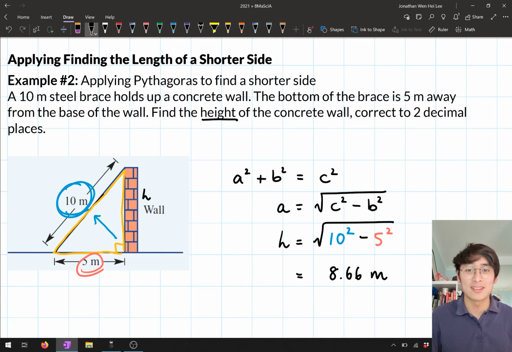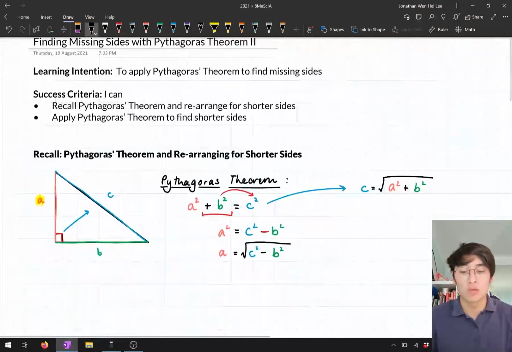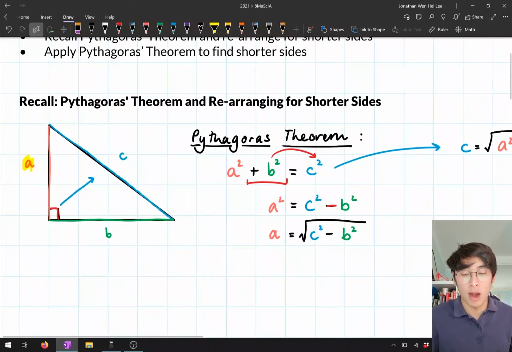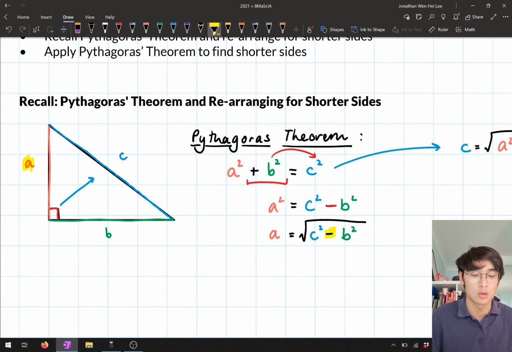Okay, so that's it for today's lesson. Let's just do a quick recap of what we looked at in today's lesson. In today's lesson, we looked at finding the length of a shorter side in a right angle triangle. When we need to find the length of one of the shorter sides in a right angle triangle, unlike last lesson when we squared and then added the 2 side lengths together, what we need to do is subtract. And so here, when we rearrange Pythagoras' theorem, we noticed that instead of adding, we needed to subtract the 2 sides.